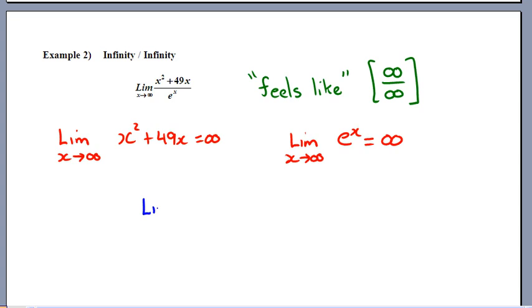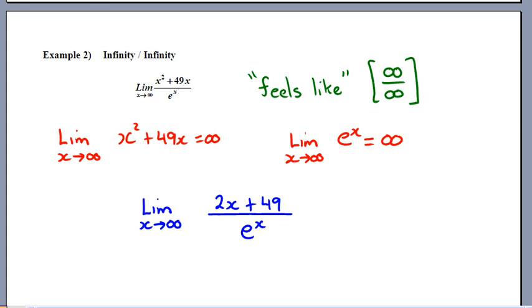So we'll still do the limit of x heading to the same x value, which happens to be infinity, but let's try a different limit out. Maybe we'll have more success with this. Okay, derivative of the top, that would be 2x plus 49. And then the derivative of the bottom, well, that would just be an e to the x again.